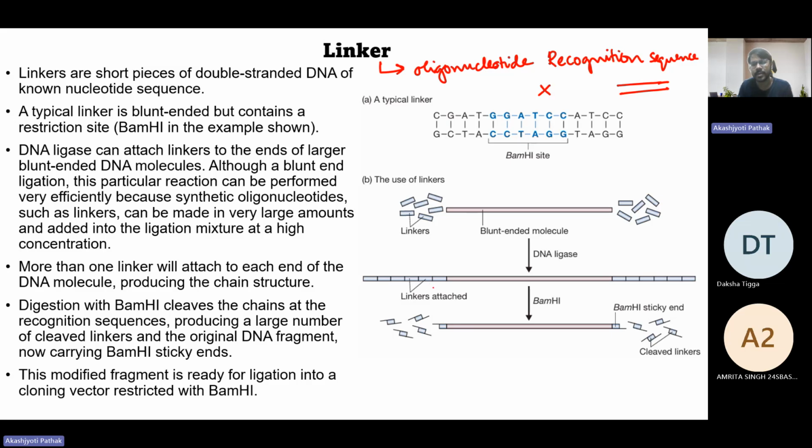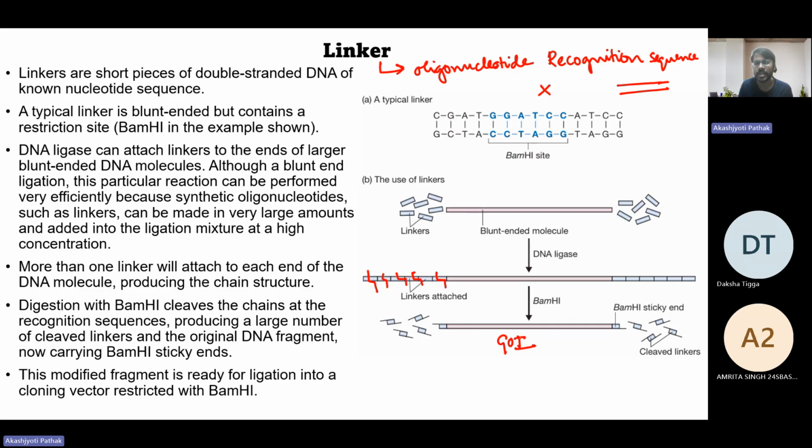Now, after this linker molecule has been attached to your DNA molecule, you can treat it with BamHI. Once you treat this DNA molecule, which has been ligated with the linker molecule, with BamHI, these linkers will be cleaved, right? These will all be cleaved at the BamHI sites, and also this main molecule, your gene of interest, which you want to clone in the vector. Your vector also has this BamHI site. So you want to clone this gene of interest having BamHI sites into the vector which has BamHI. So this is your gene of interest.